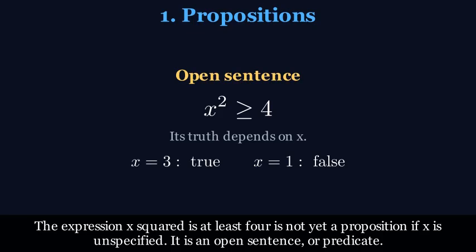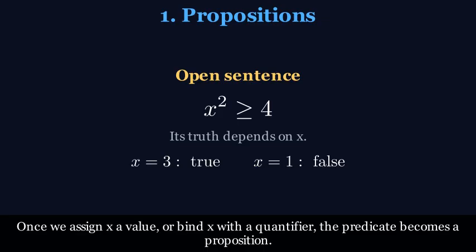The expression x squared is at least 4 is not yet a proposition if x is unspecified. It is an open sentence, or predicate. Once we assign x a value, or bind x with a quantifier, the predicate becomes a proposition.